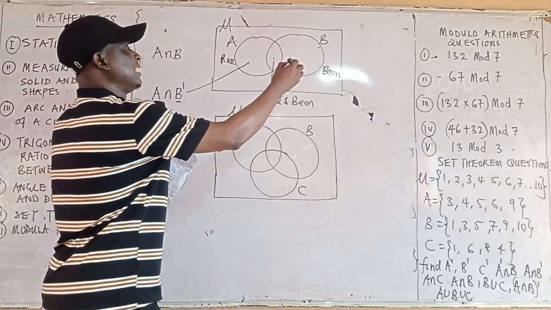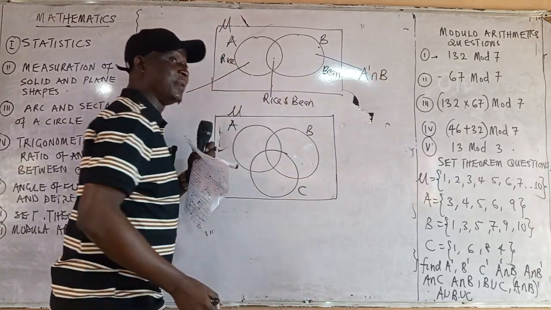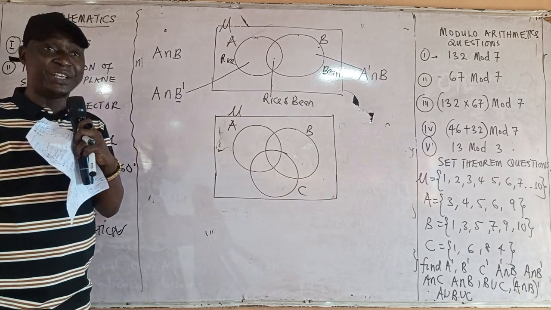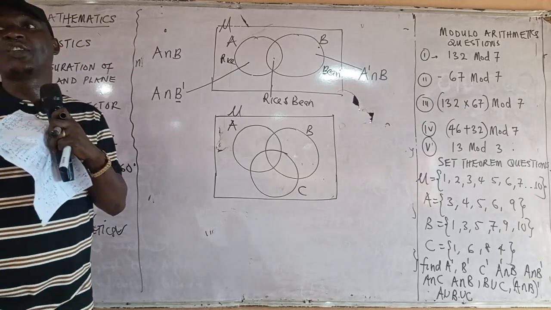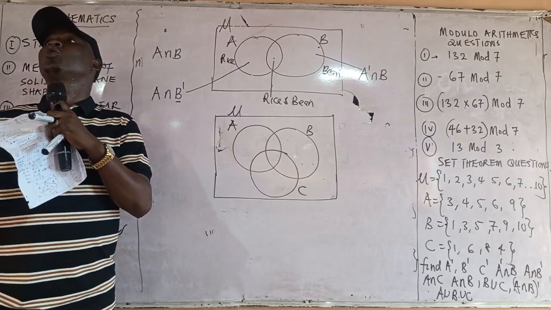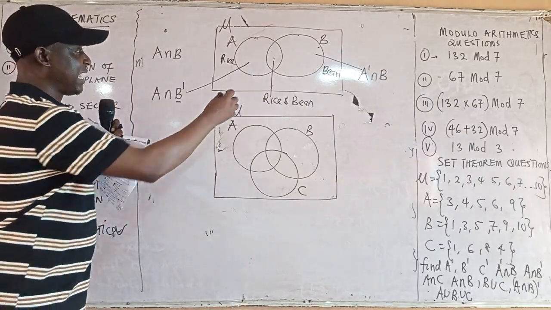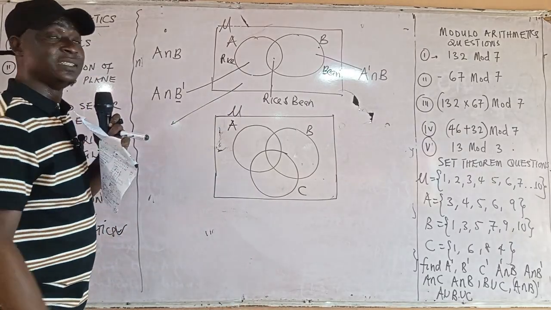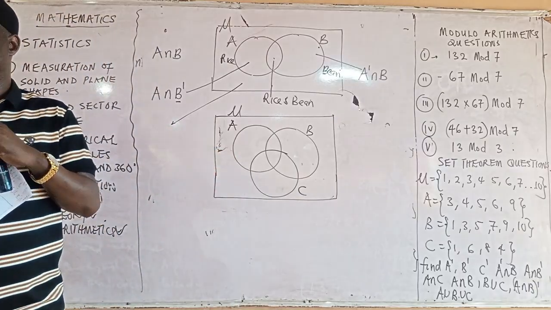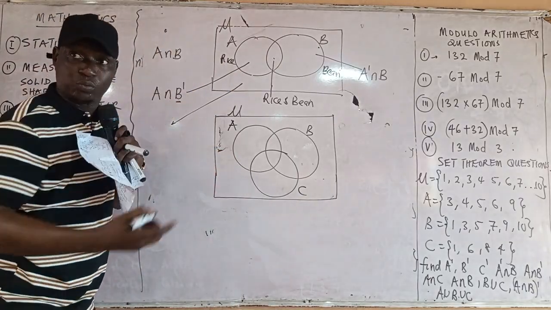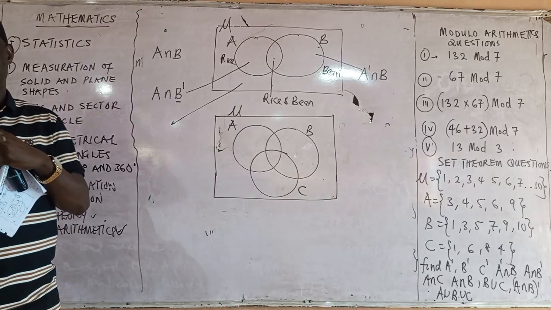What about the people here? A prime intersection B. That means they did not eat rice, they only ate beans at that marriage ceremony. Those that are fasting, that did not want to eat anything, because their pastor told them to fast and pray for the marriage, are outside. They are not in the circle at all, but they are part of the universal set. They will be outside the circle, but inside the rectangular box that represents the universal set.